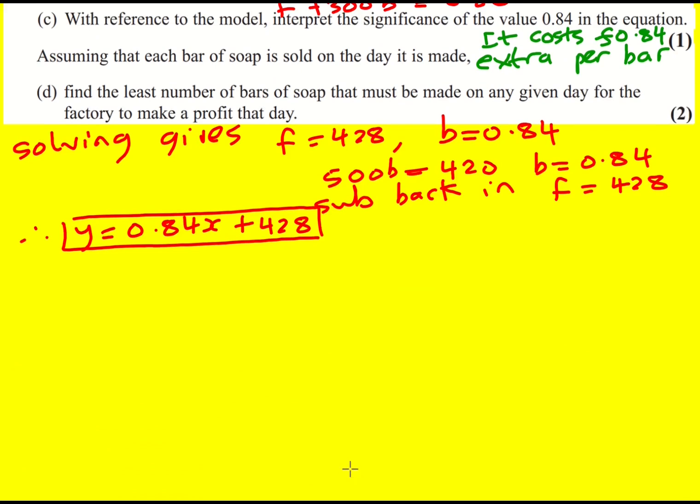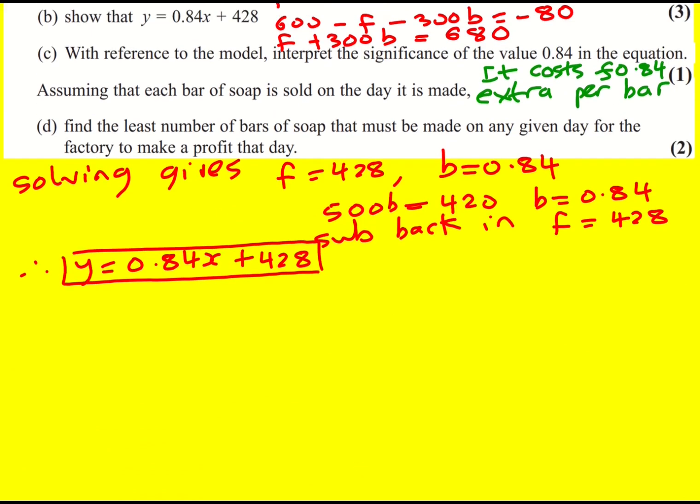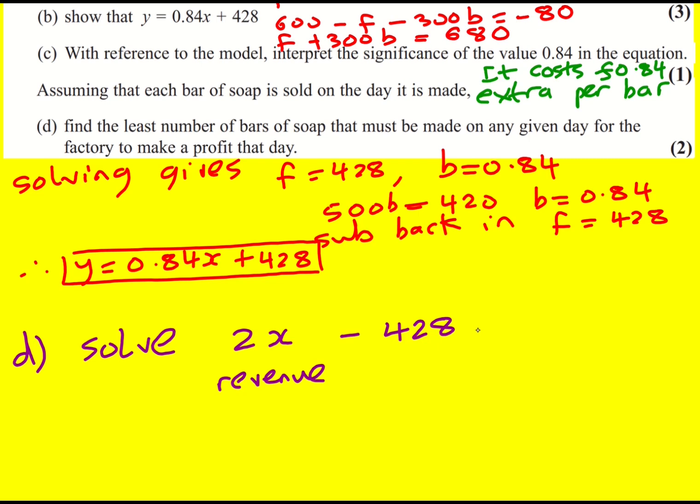And then finally, we're asked to find the least number of bars so that we're going to make a profit. So we're going to solve. We know that we sell them for £2, so our revenue for X bars is going to be 2X. And I'm going to be minusing 428, I now know what my value of F is, and minusing 0.84X. So revenue minus the costs. And I want a profit, so I want it to be greater than 0.